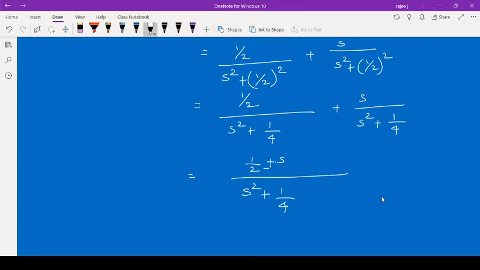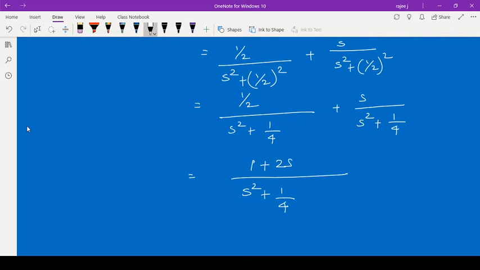So here taking 2 as LCM, that will become 1 plus 2s. Taking the LCM there, so it is 1 plus 2s. And the denominator, divided by what will come here, 4 is the LCM here.